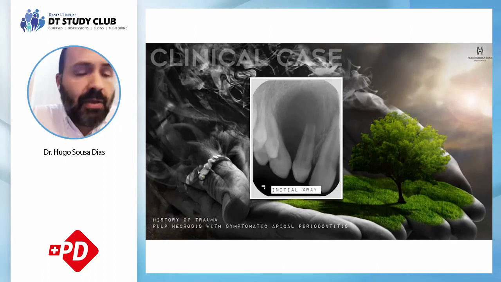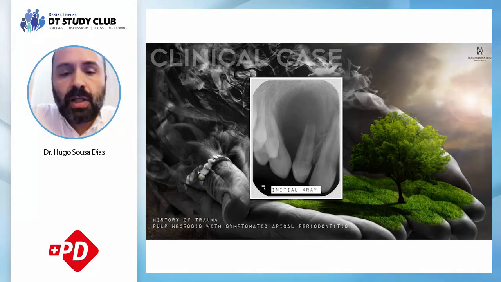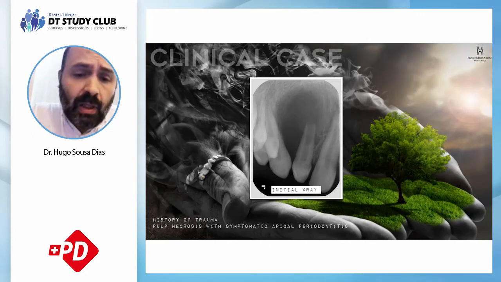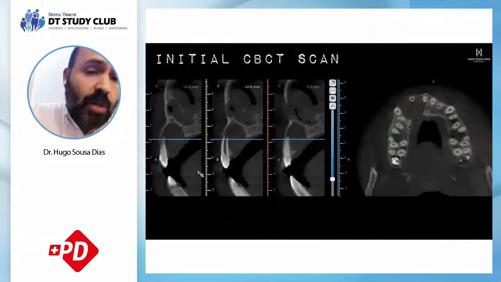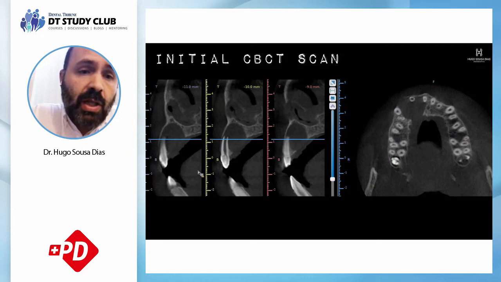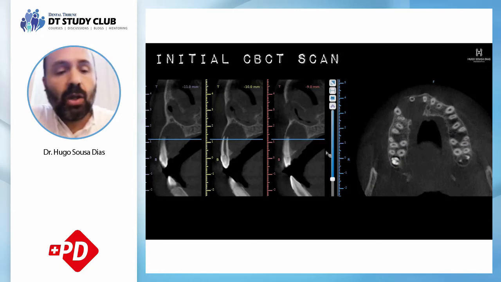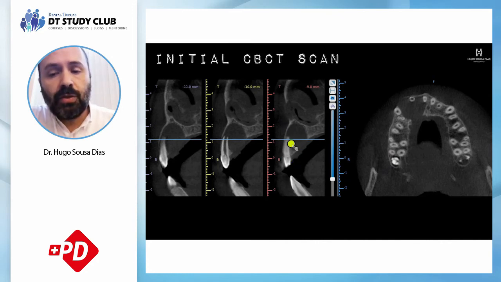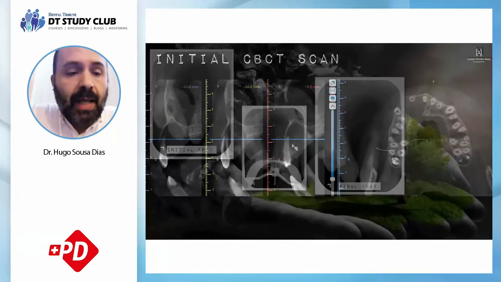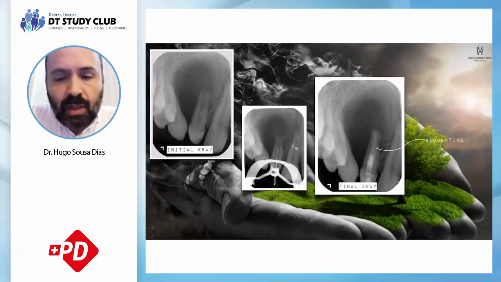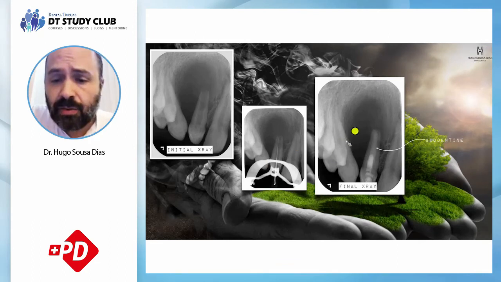Let's see another clinical case. This one is a young patient, 12 years old, with a history of trauma in a lateral incisor. They have pain, they have a huge apical lesion. It's possible to see in the initial CBCT scan a huge apical lesion without palatal bone. I decided to do the root canal treatment, cleaning, shaping, and obturation with Biodentine. And there is the final X-ray.